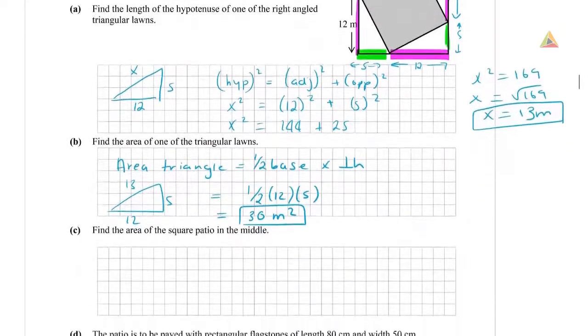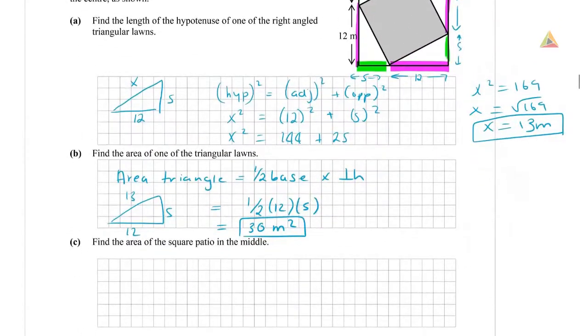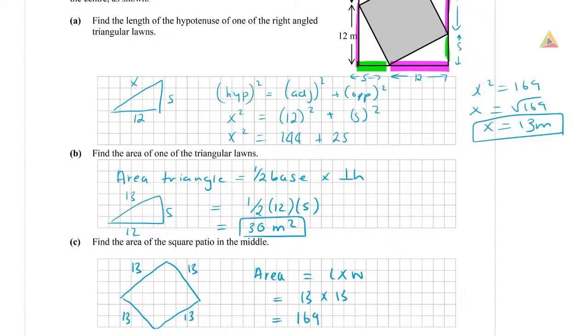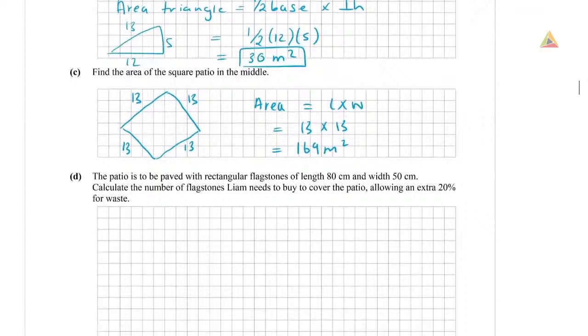Okay, so the next question then, find the area of the square patio in the middle. Okay, so I'm going to draw the square patio. So the square patio looks like this. We have figured out there that each of the hypotenuse is worth 13. So that must mean that this side is 13, this side is 13, this side is 13, and this side is 13. Now, area of a square is the length multiplied by the width. So in this case, it's going to be 13 multiplied by 13. When you put that into the calculator, you get 169, and it's meters squared. Okay, so we'll go on to the next part of the question.